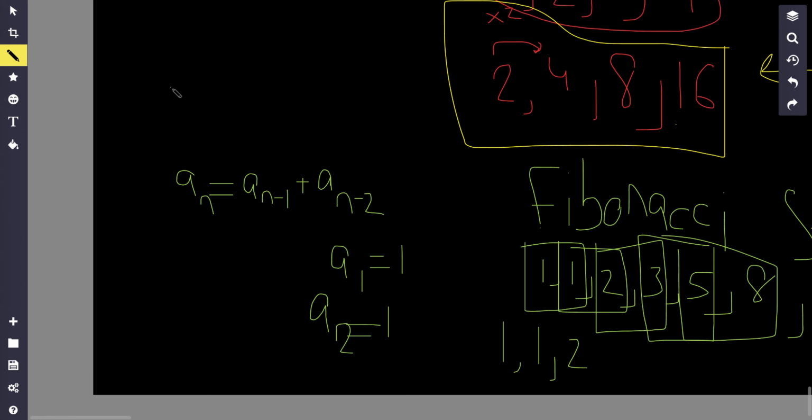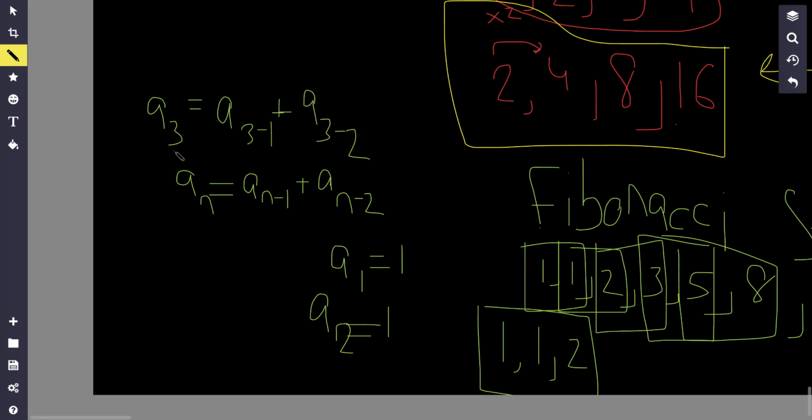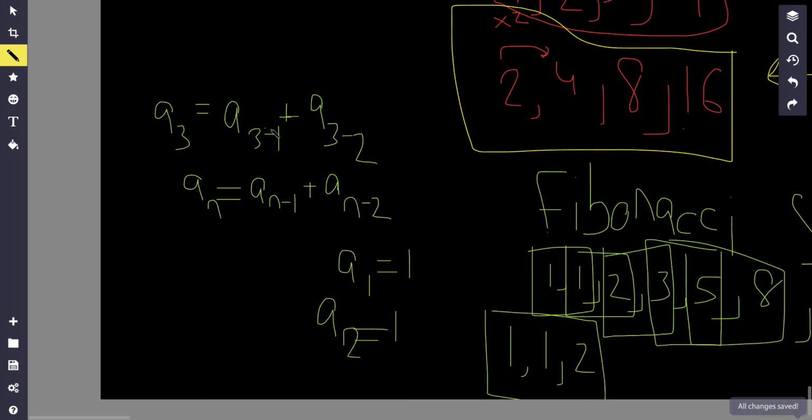So let me just show you an example of how I can apply this. Let's say I wanted to find the third term of my Fibonacci sequence. Well, a sub 3 is going to be equal to a sub 3 minus 1, plus a sub 3 minus 2. All I did here was replace all of the n's with 3's, because I'm trying to find the third term. A sub 3 minus 1 is a sub 2. A sub 3 minus 2 is a sub 1. So notice how this term is directly behind a sub 3, and then this term is 2 steps behind a sub 3.